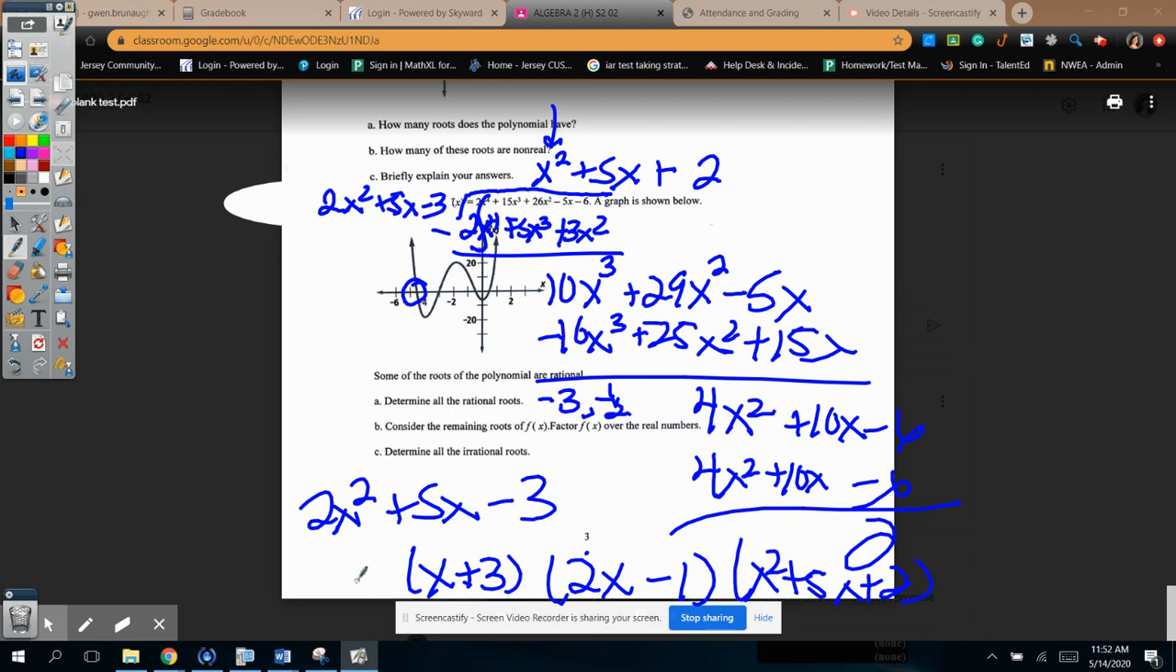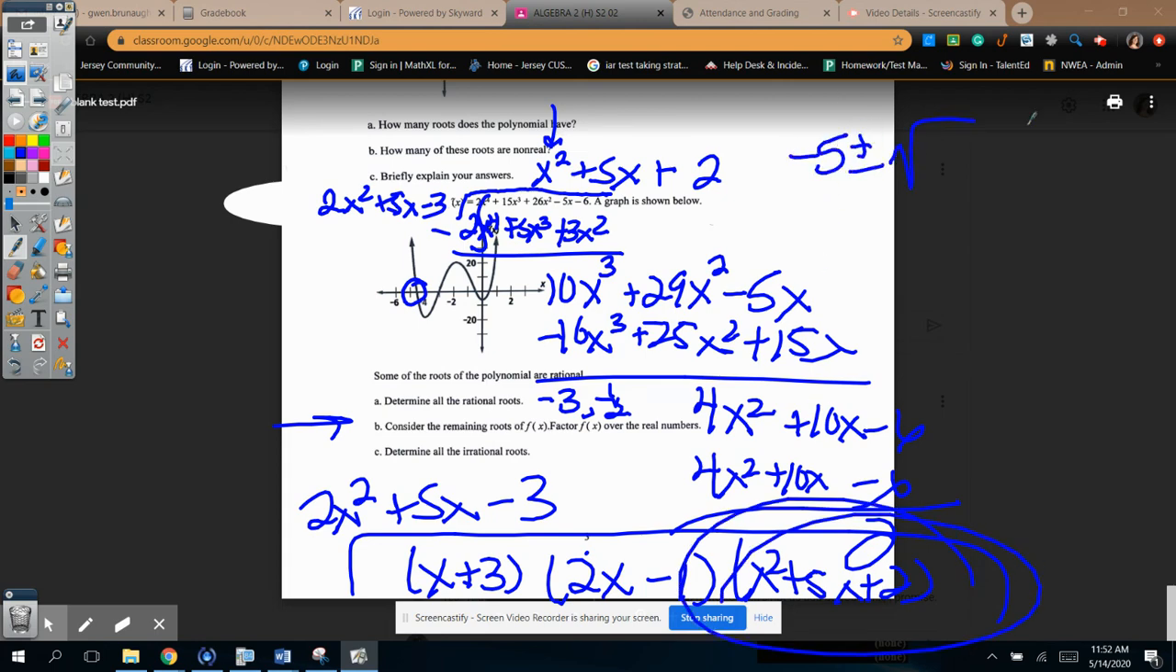So this down here is the answer for B. And then to find the irrational roots, we're going to have to use the quadratic formula. x equals negative b plus or minus the square root of b squared minus 4ac, all over 2a, which is negative 5 plus or minus the square root of 25 minus 8. 17? I don't remember that, but maybe that's right. I don't know if I made a mistake there or not, but that's basically what you do.